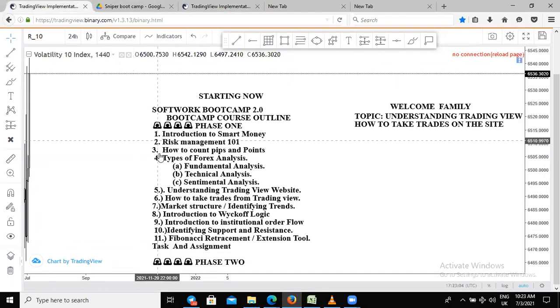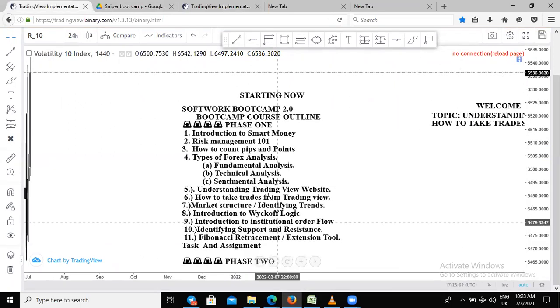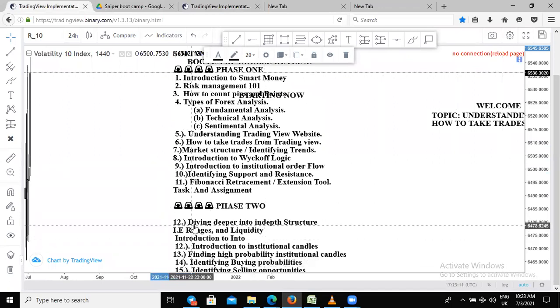It's part of the bootcamp course. Look at this. I think in phase 2, diving deeper into in-depth structure, that's the ranges and liquidity. Are we following what I'm saying? So that is that on the Gantt box. I make use of the Gantt box.